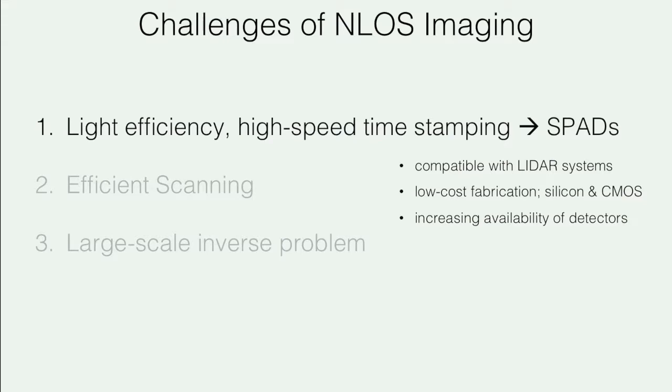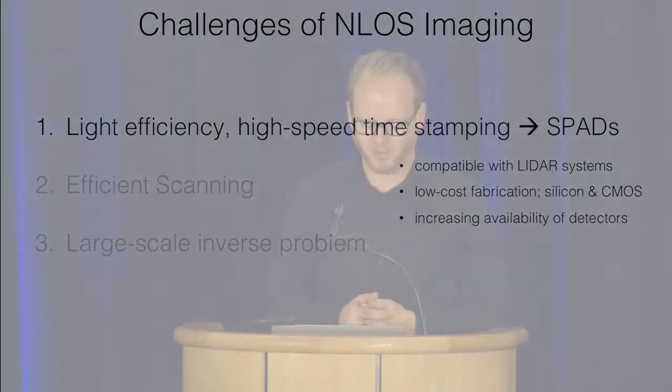So to solve this light efficiency problem and the high-speed timestamping, we're just going to use these SPADs I told you about earlier. And these are compatible with existing LiDARs. They are low-cost fabrication. We can now do that potentially in CMOS, in silicon, at least for visible light, or maybe in gallium arsenide, and there's increasing availability of these types of sensors.